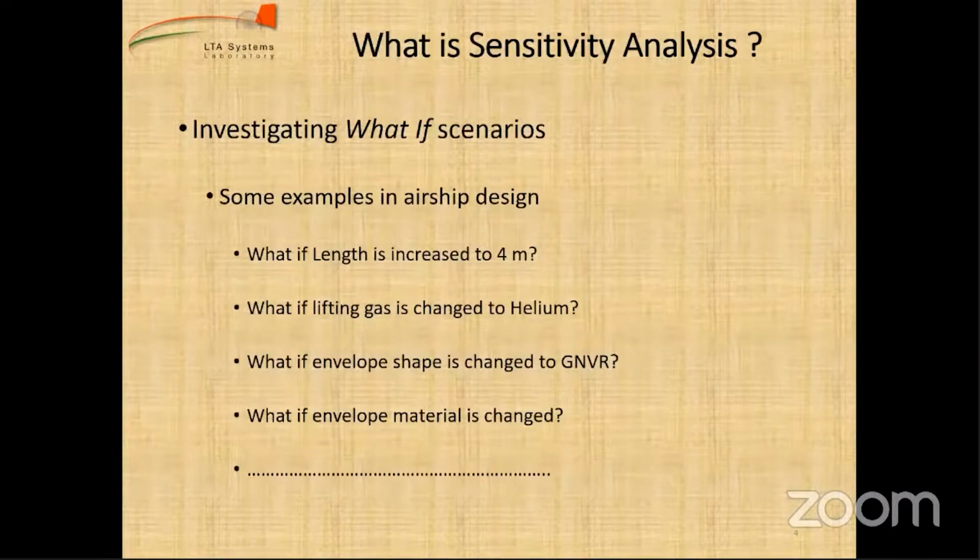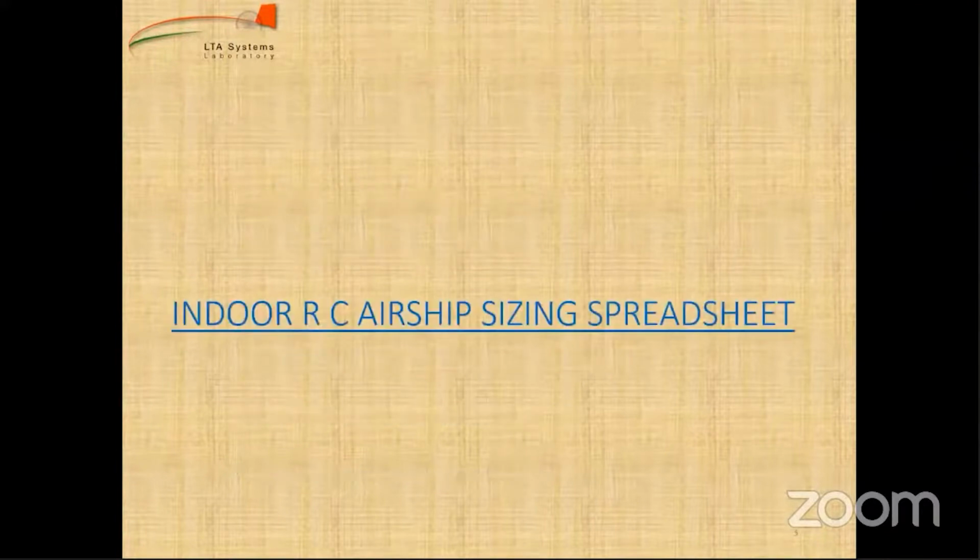Similarly, what if the lifting gas is changed to helium? We already know the answer. The answer is it will lead to infeasible. Now we have used NPL shape. What if we change the envelope to GNVR? What if we change the envelope material? Like that, there can be 100 such questions, and a designer would like to know the answer. So to get those answers, we do what is called sensitivity analysis.